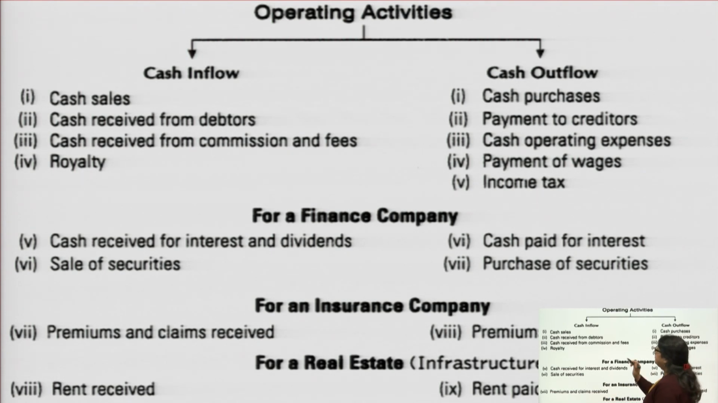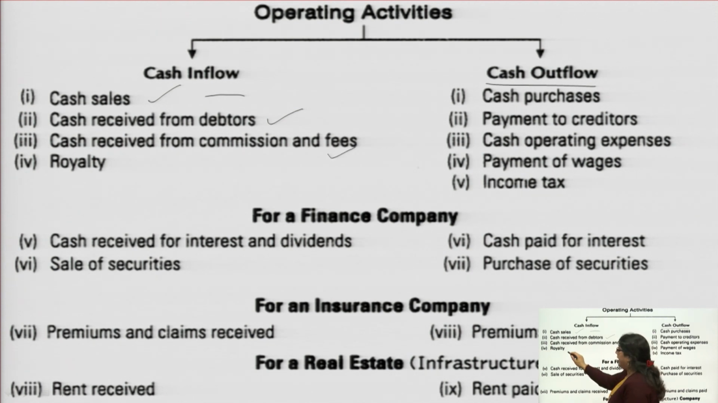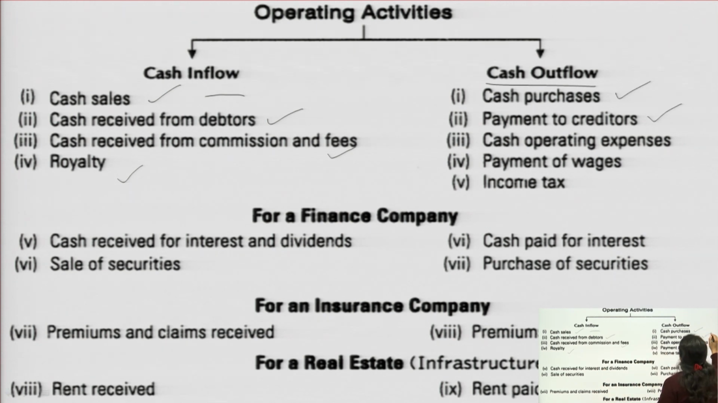So, there is a classification for the operating activities. The very first one we have divided into cash inflows and cash outflows. How the cash is coming in: cash inflows are cash sales, cash received from the debtors, cash received from commission or fees, and any royalty if there is any. And cash outflows are cash purchase, payment of creditors, cash operating expenses, payment of wages, and income tax if you have paid.